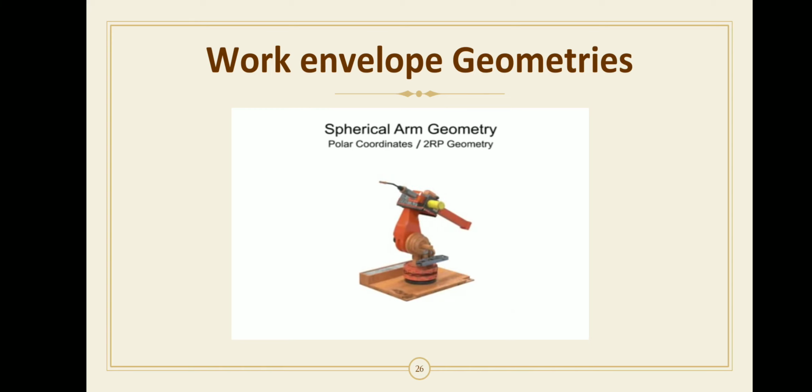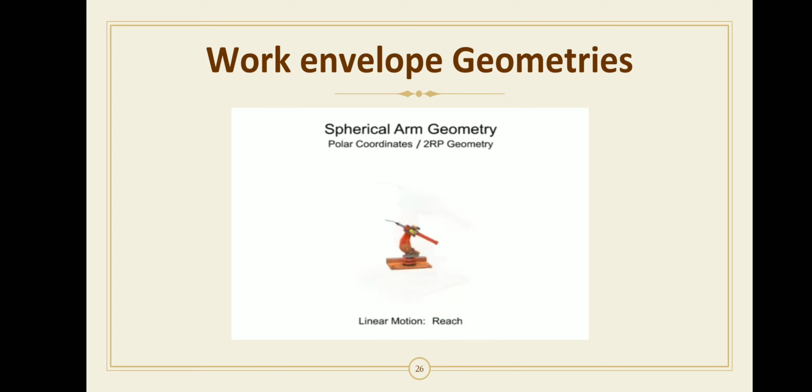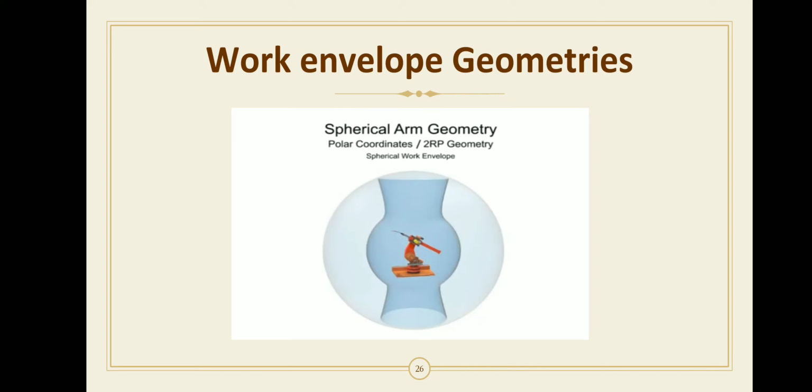Robotic arms with spherical geometry have rotational movement in two directions, rotational movement at the base and rotational movement at the shoulder. Spherical arm geometry robots also have linear motion in one direction, typically the reach of the arm. They have a mostly spherical work envelope at their outer reach, but are limited by the linear reach of the arm and the rotation of the shoulder joint. The shape of the robot's inner work envelope is almost conical and does not become a sphere until the arm extends.